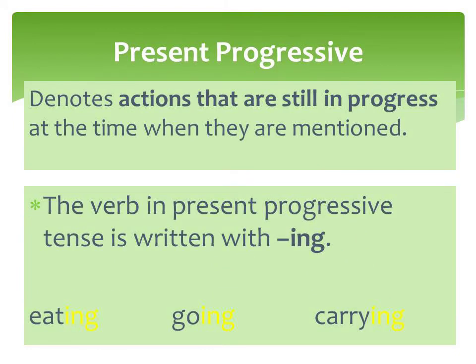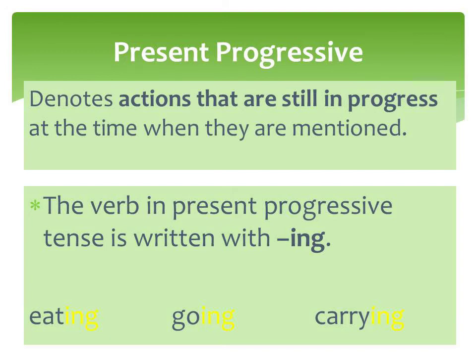The present progressive denotes actions that are still in progress at the time when they are mentioned. Meaning, the action is happening right now or right about now. And it may not happen again in the future, just now. Ibig sabihin, ang action ay nangyayaring ngayon mismo habang binabanggit ko siya.